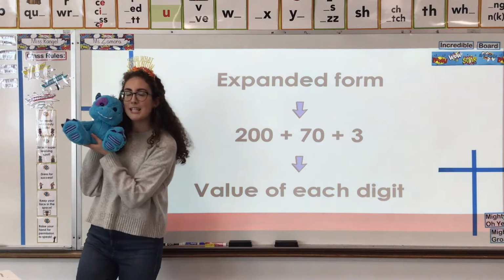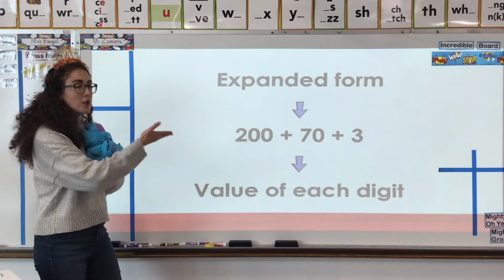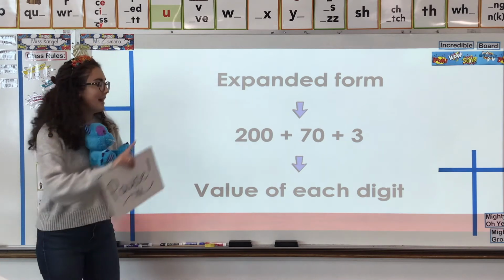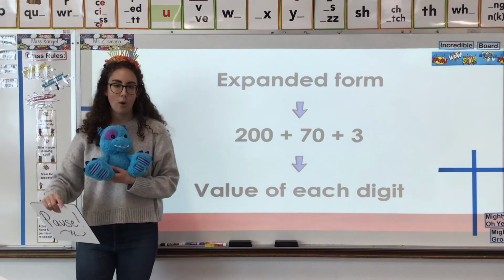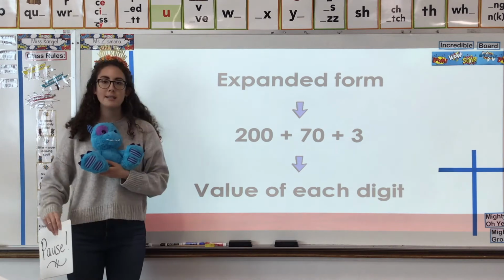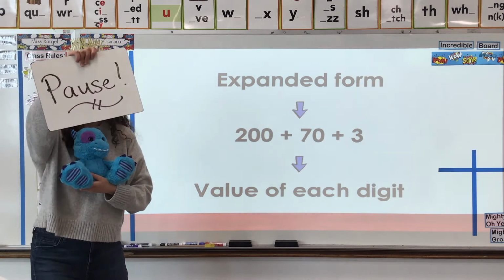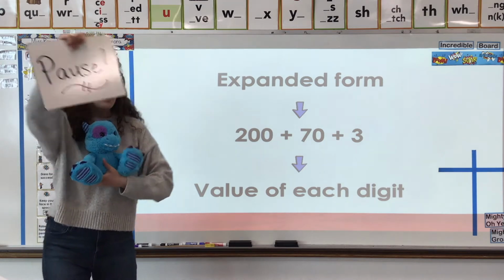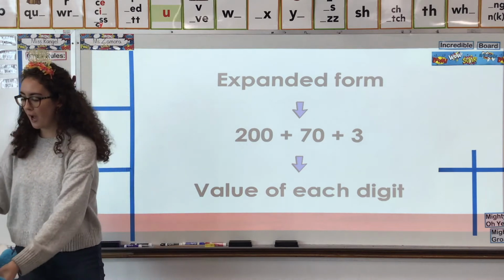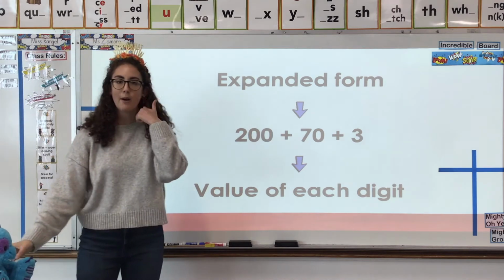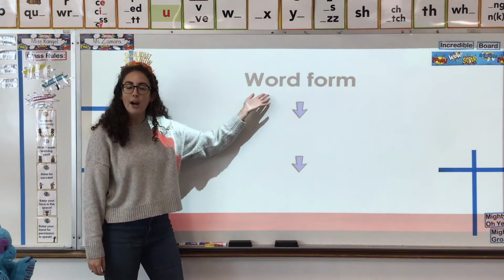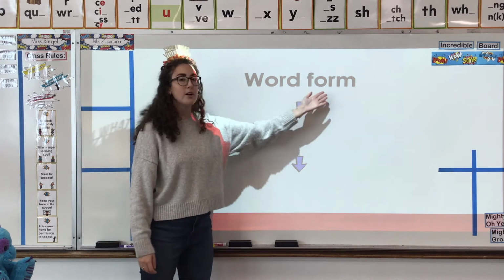Okay, it's talking time. So tell your conversation buddy, what does it mean to write a number in expanded form? It shows what? Okay, pause. And we're back. Good job. So now we're ready to talk about our fourth and final form. Of course, word form. Word form.